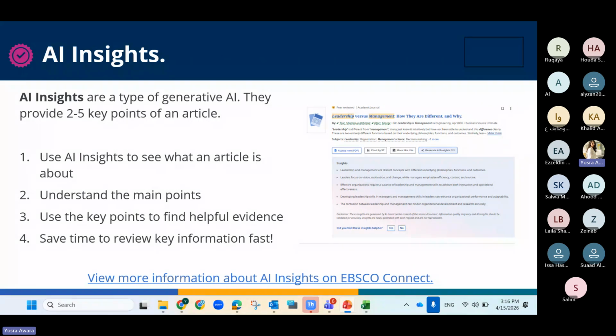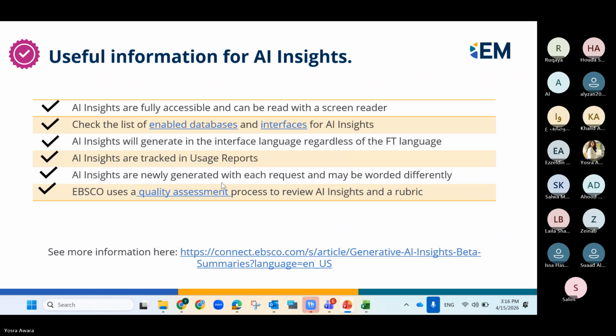The AI Insights is dependent on the language of the platform itself because it's a feature within the platform. So if you decided that you want the platform in English, then the AI Insights will be in English. If you decided that you want the AI Insights in Arabic, then translate the interface into Arabic. So it's a feature within the platform, so it depends on the language of the platform. And they are generated with each request. Of course, they can be worded a bit differently.